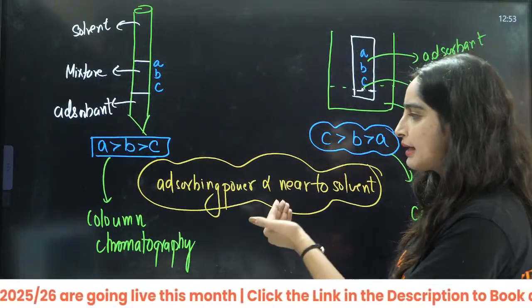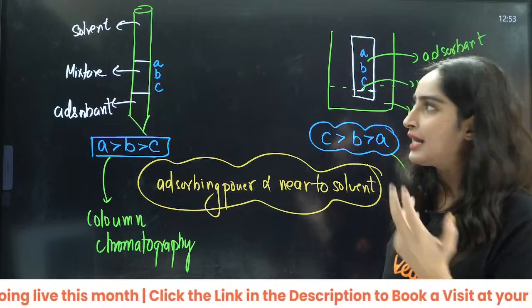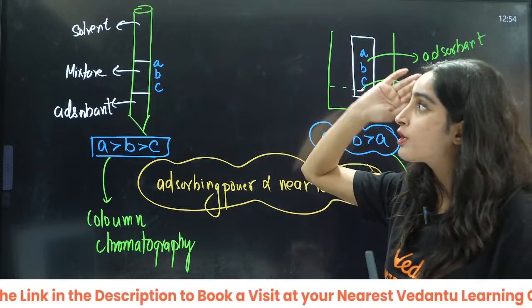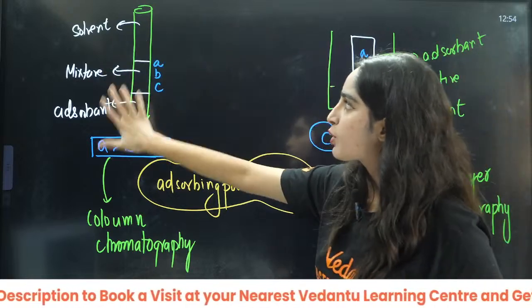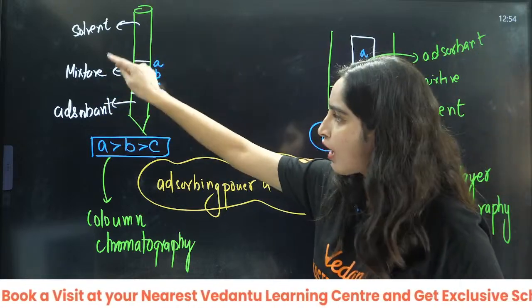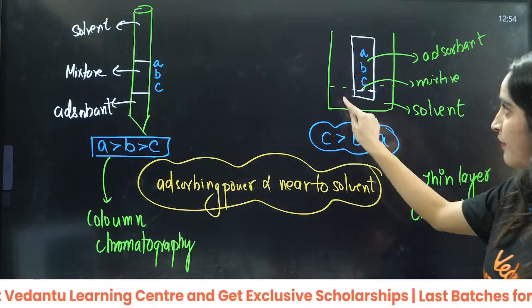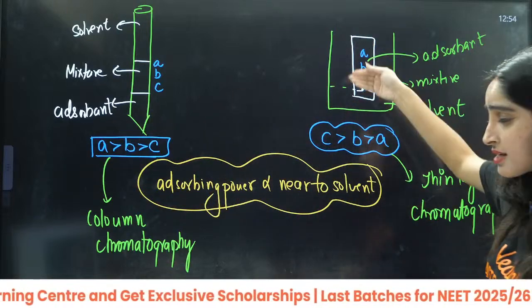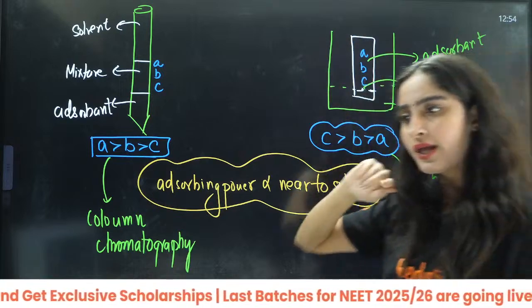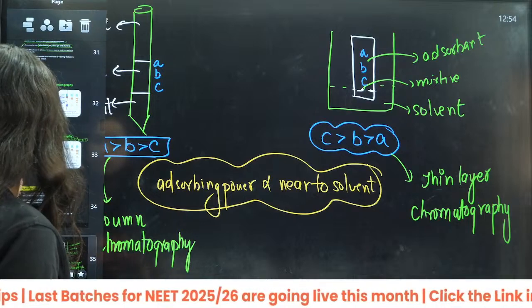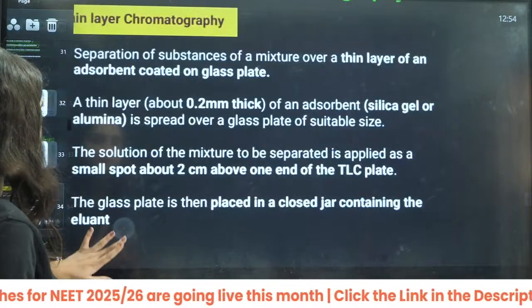Whether they ask you thin layer or anything, any diagram they give you, any compound they have written here, just see which is near to the solvent. You just need to remember that in the column chromatography, solvent is above, then you have mixture, then you have adsorbent. But in this case, firstly here you have solvent, then you have mixture, then this is your adsorbent. Okay, that is the difference between both of these. Right, beta? Understood? Now tell me any problem here.